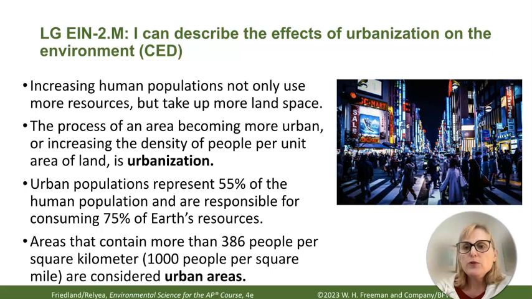All right, so first slide talks about what the word urbanization is. When people move to cities or a certain area becomes more densely populated, we say that is urbanization. Urban populations are 55% of human population, but are responsible for consuming 75% of Earth's resources. So how do we define it? If you have 386 people per square kilometer or 1,000 people per square mile, it's considered urban.